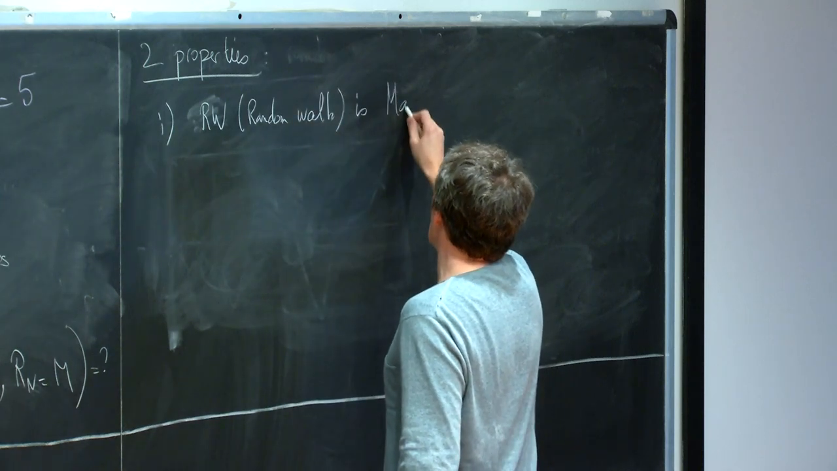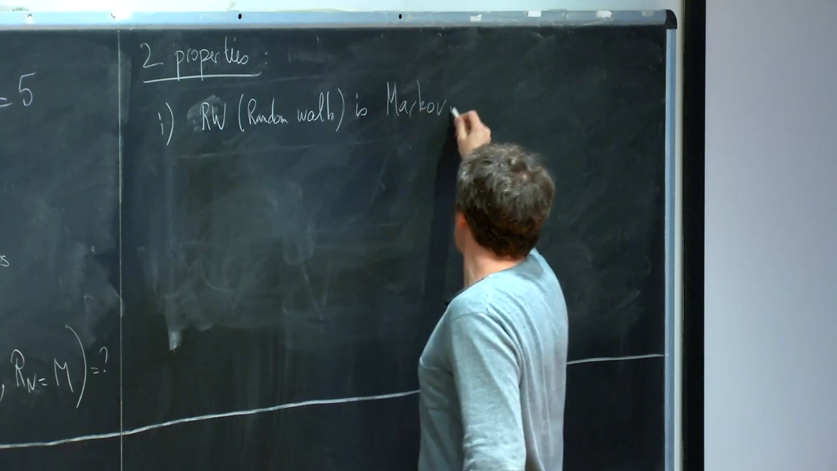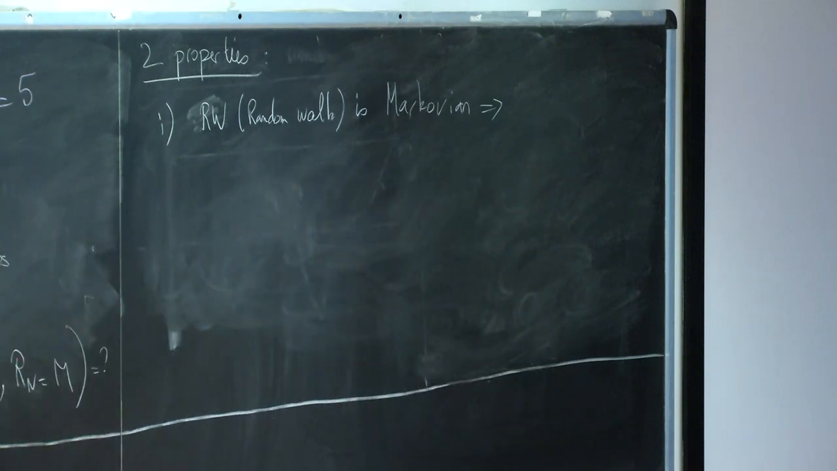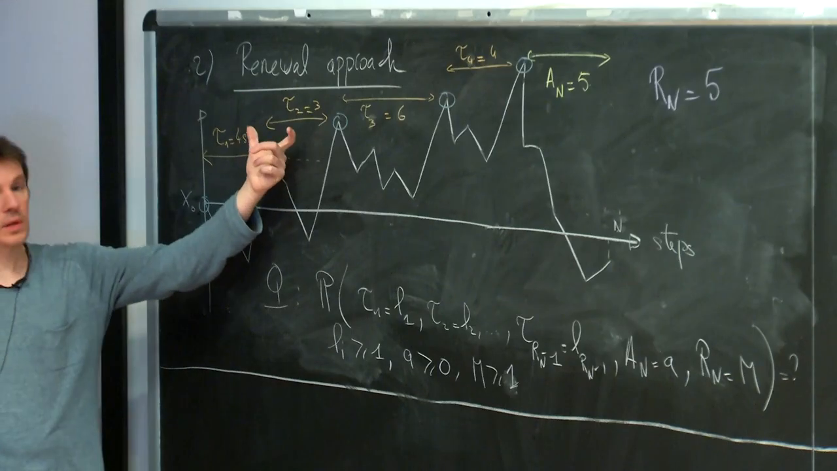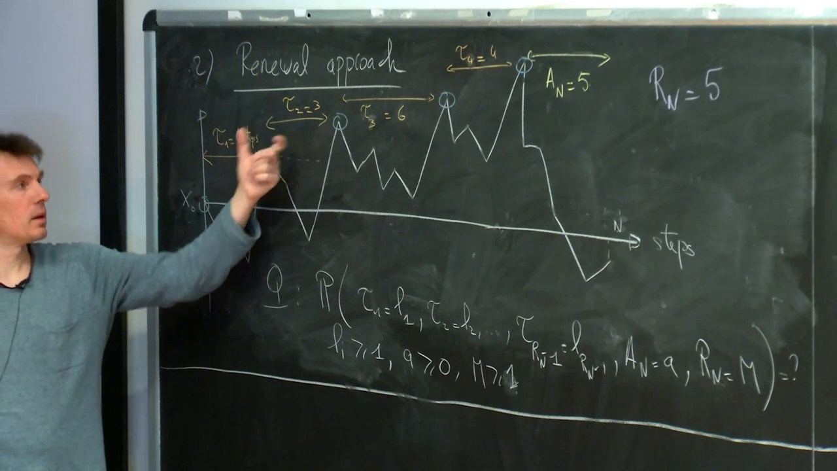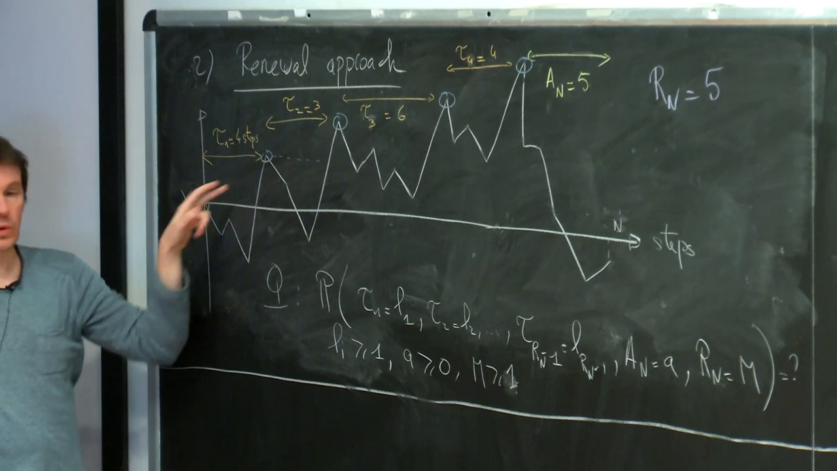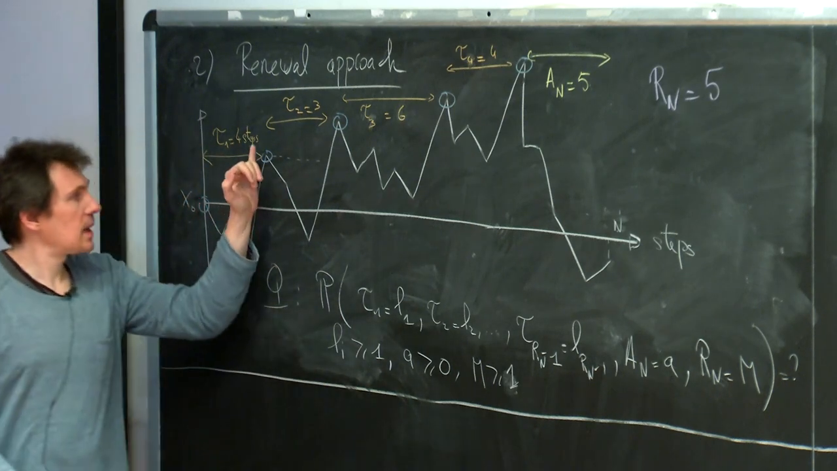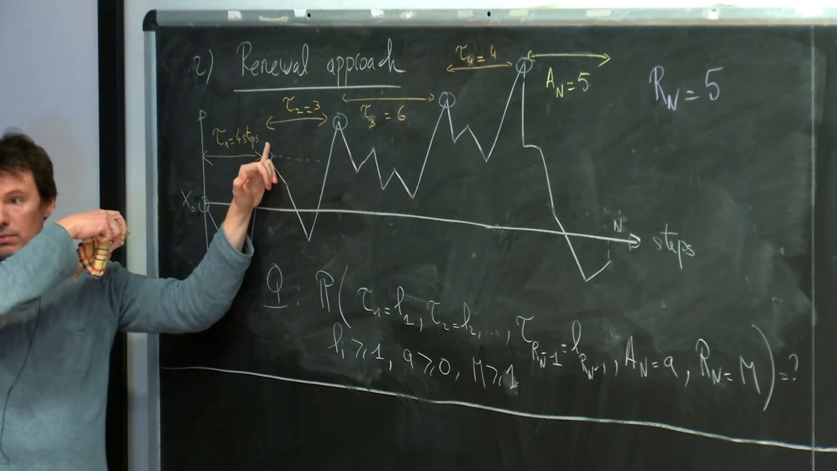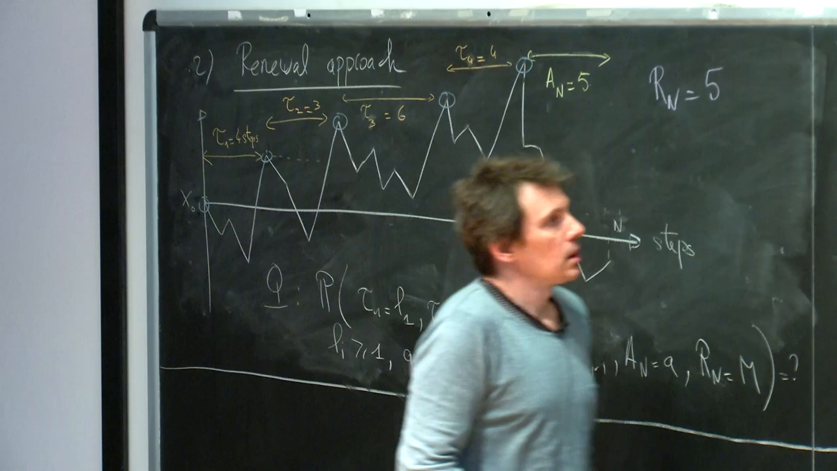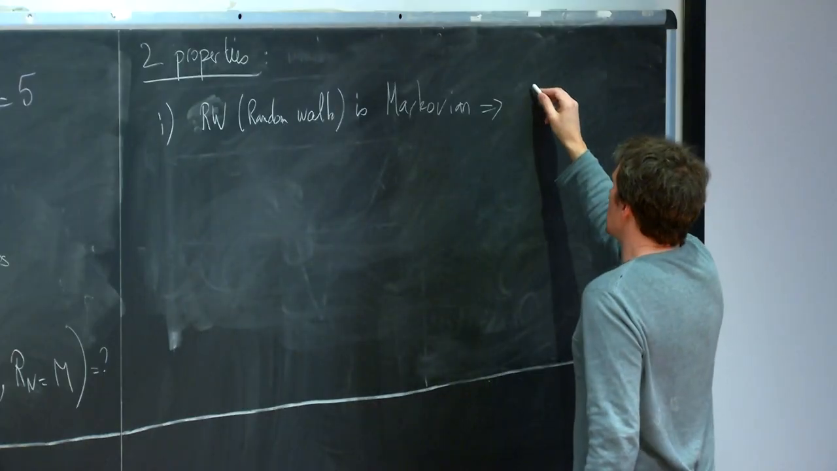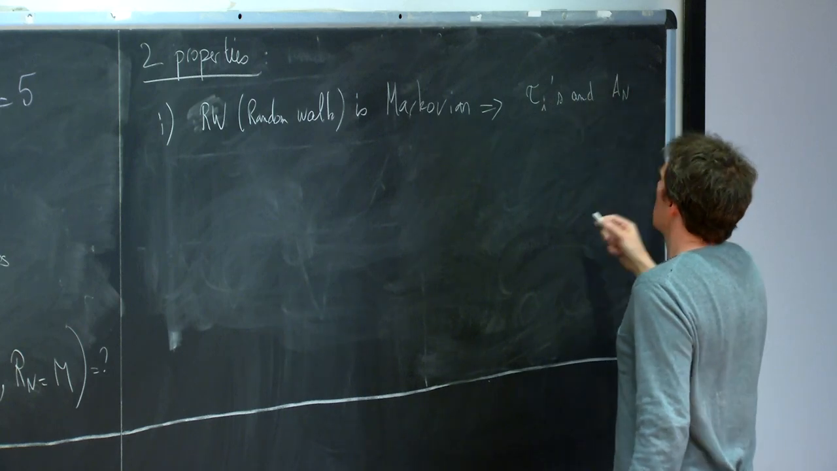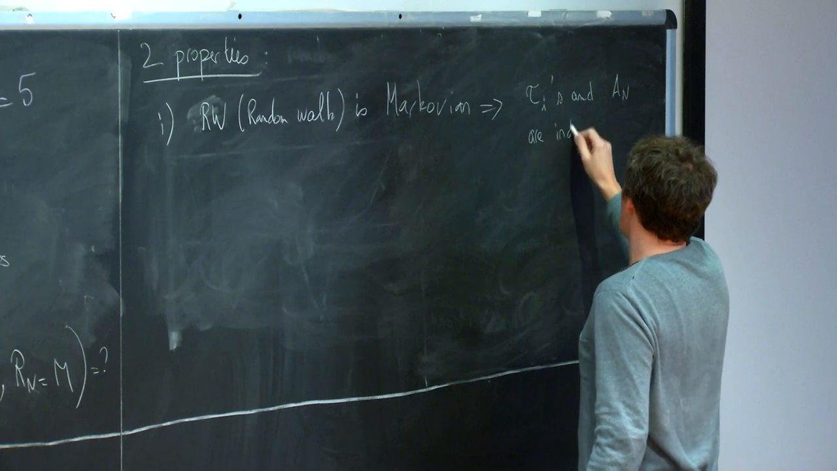Is Markov. Markovian. And as a consequence, when you are here, the length of this excursion will be completely independent of what happened before, just because this guy here doesn't know anything about what happened before. When he jumps. So that means that the tau i's and an are actually independent.